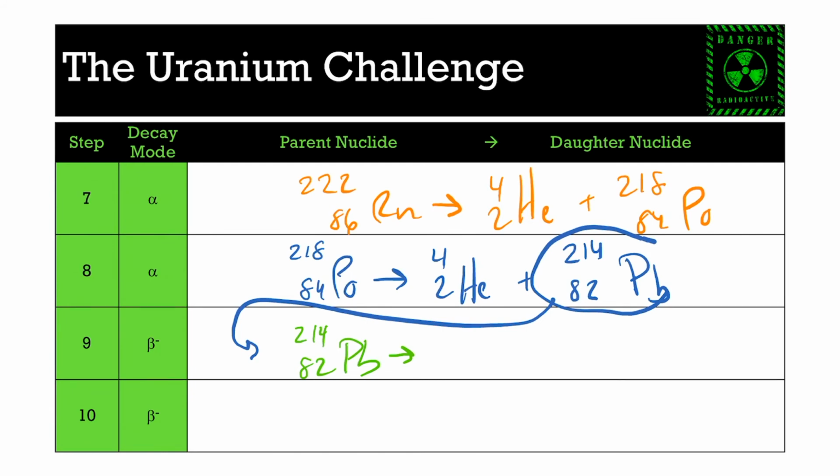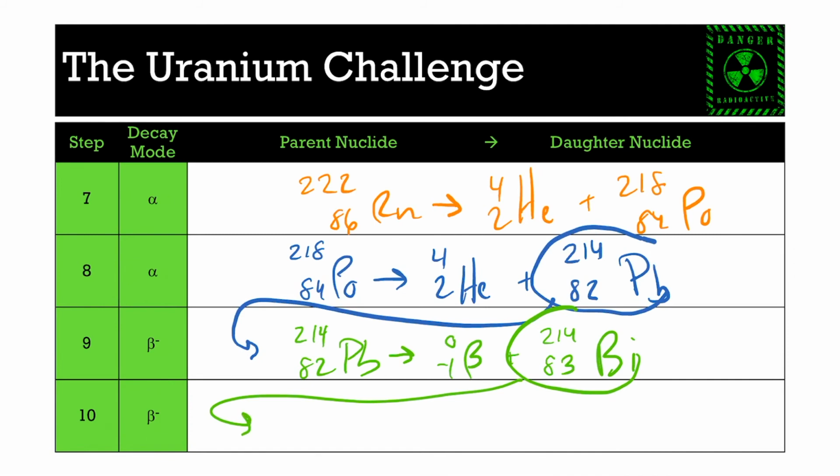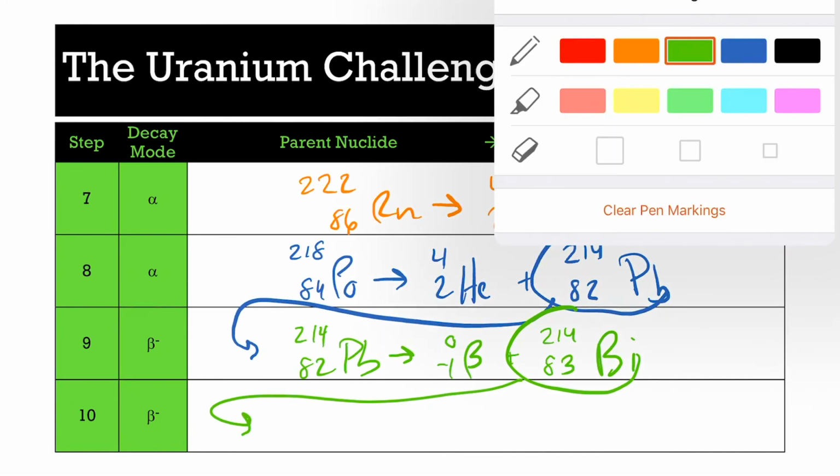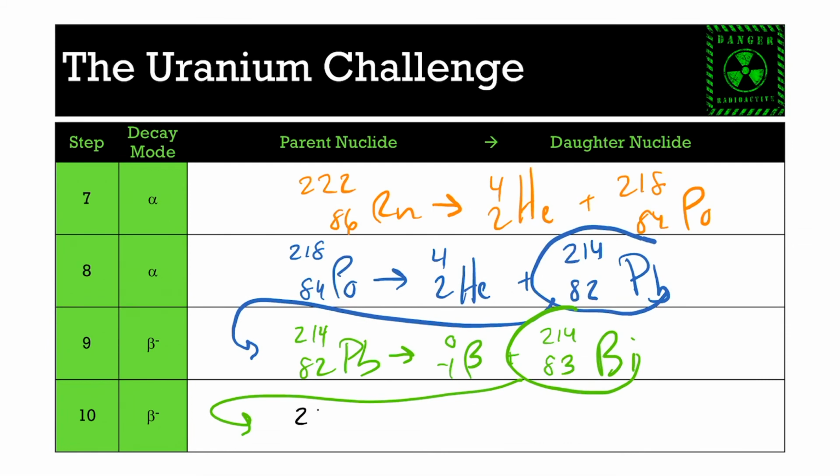So it releases a beta particle. And so our other product is 214, 83, Bi. And now this becomes step number 10. Hopefully you're starting to see how this is working. Bismuth-214 goes through beta decay, like we said right there. And then the top number is still 214, the bottom number is 84, and we're at polonium.